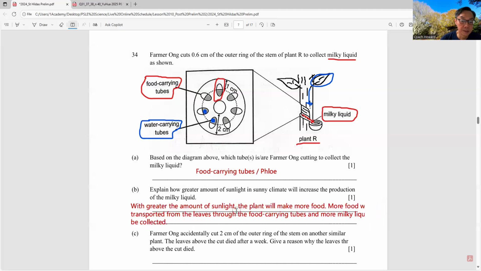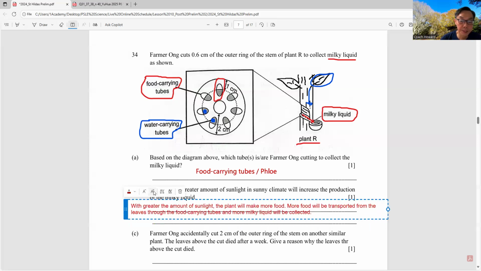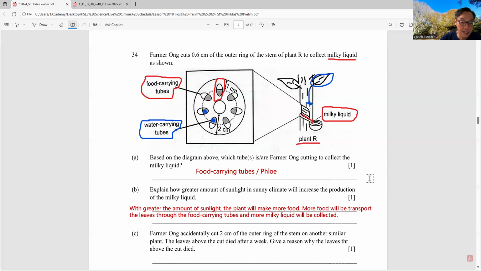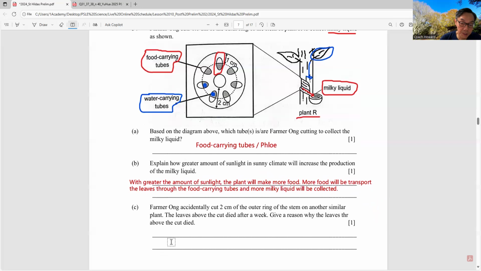Okay, next. Farmer Ong accidentally cut 2 centimeters. So if he cut 2 centimeters, he will have cut the water carrying tubes of the stem of another similar plant. The plant above the cut died after a week. Give a reason why the leaves above the cut died. So it's because the water cannot reach the leaves, so it died.